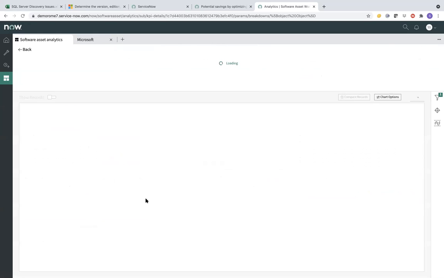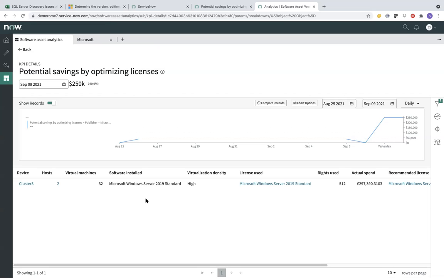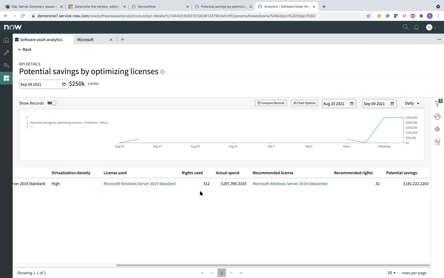And if I see this, it means that $250K of potential savings the customer could get just by applying data center licenses here. So for cluster 3, the virtual machines are 32. The virtualization density is really high, and hence, although standard was applied, the rights used were standard, but the recommended license is data center. And the actual spend here with data center will be about this much, and hence the potential savings will be close to 250K of license cost savings.